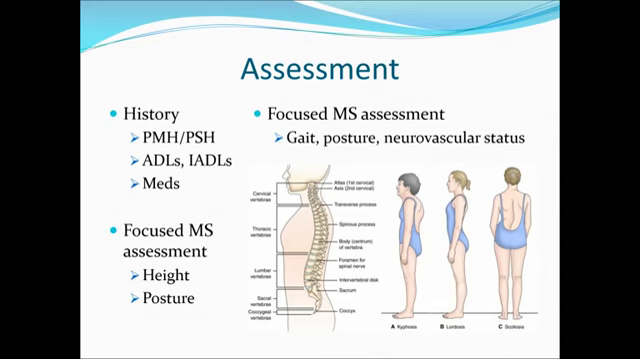With neurovascular status, we're going to talk a little bit about that on the next slide. But basically with musculoskeletal, we talk about the trunk, but we're also talking about the extremities. So with neurovascular status, we're looking to make sure that those extremities have movement, sensation, and circulation.